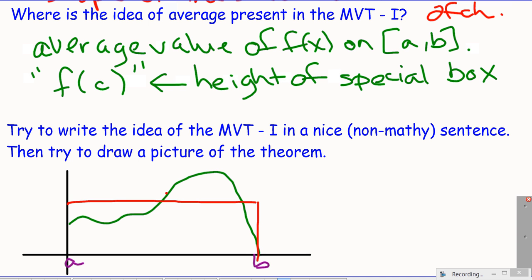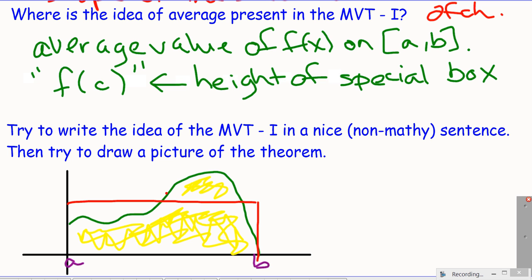And that red box is the box that has the same area as the area under the curve from A to B. Now, I just kind of estimated this in my drawing, so I hope it's somewhat right to your brain as well. But say you had all that area indicated in yellow, and the idea is this box has the same area as that yellow lump. And that's what the mean value theorem for integrals is all about.